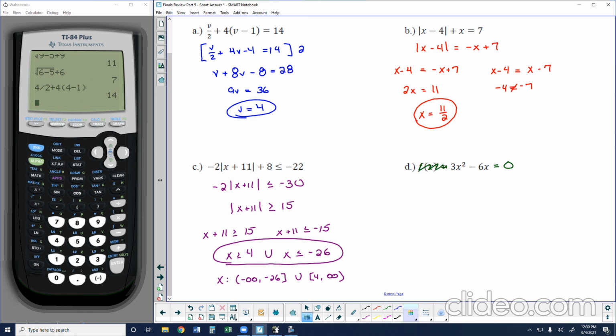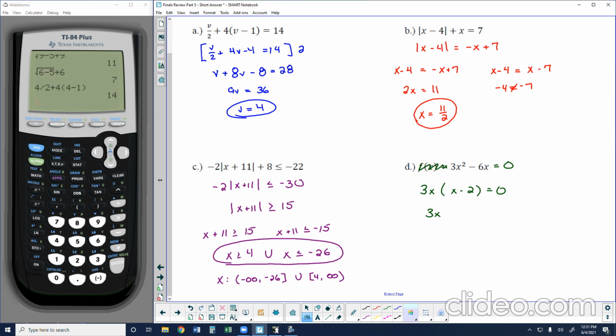Now, there are many different ways to solve a quadratic equation. The fastest and most efficient is if you can factor. And in this case, we can factor. We can factor by removing a GCF, 3x. So I can factor a 3x out from both terms, and when I do so, I get x minus 2 remaining.